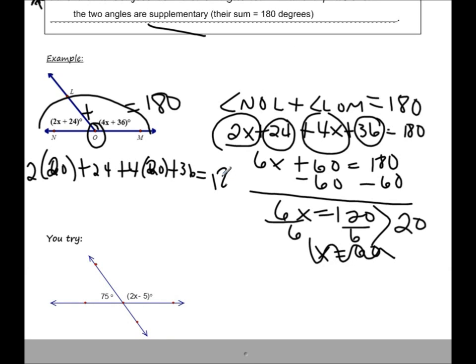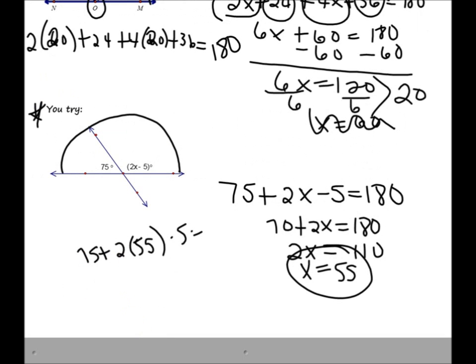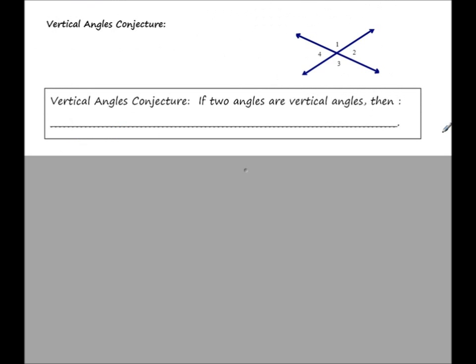Alright, so now that you know about a linear pair, let's go ahead and try this example here. Go ahead and pause your video and I'll give you the answer in just a minute. Okay, so the way you set it up is 75 plus 2x minus 5. You add these together, set them equal to 180. That's going to give you x is 55. Here's the algebra worked out for you. Raise your hand if you have a question.